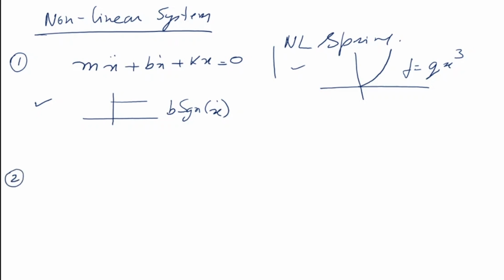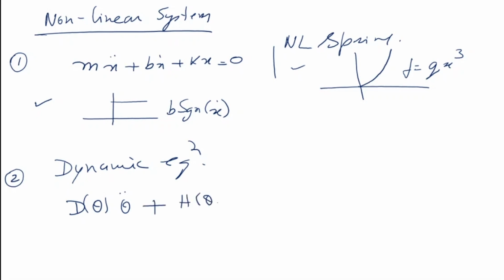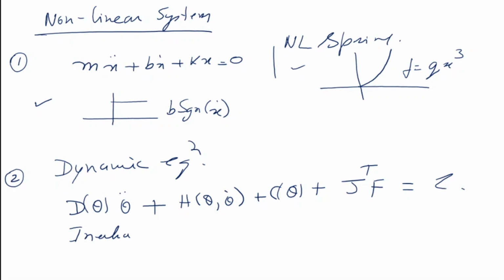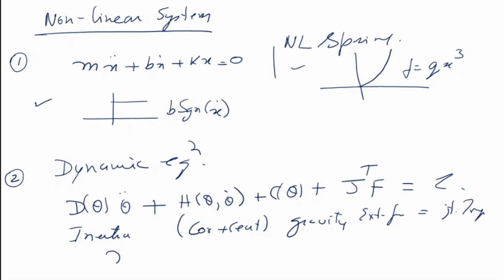Now when we look at the dynamic equation of the robot, we see that the dynamic equation is written in this form: the mass inertia matrix times acceleration, plus h of theta, theta dot, plus c of theta, plus j transpose f, is equal to the joint torque tau. Now we know that this is my inertia term. This is Coriolis plus centripetal. This one is gravity. This is external force, and this is my joint torque. Now we know that this is a nonlinear differential equation.